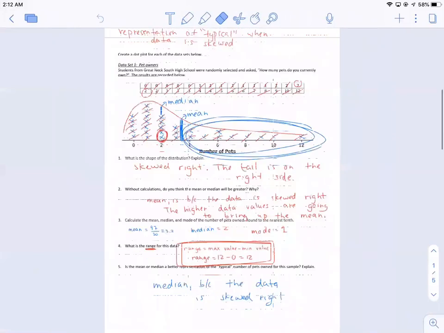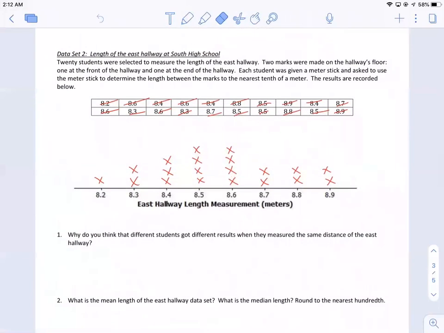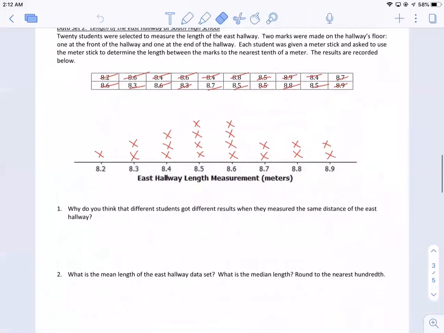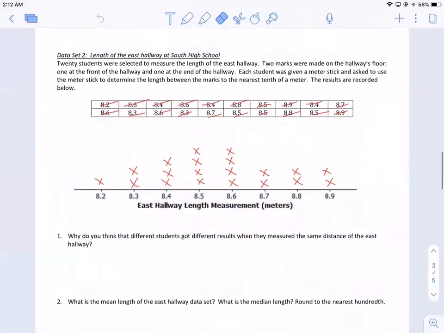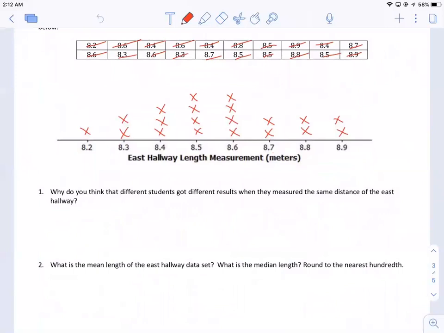All right, so here's our first example. To save some time in this lesson, I don't want to make the videos too long, I already plotted out all of these x's. The scenario is 20 students were selected to measure the length of the east hallway. 2 marks were made on the hall's floor, 1 at the front of the hallway, 1 at the end, and then a bunch of students measured the length of the hallway. Right, so they're all measuring the same hallway.